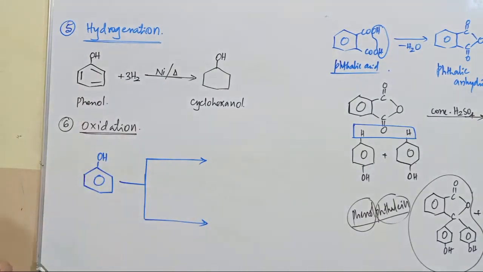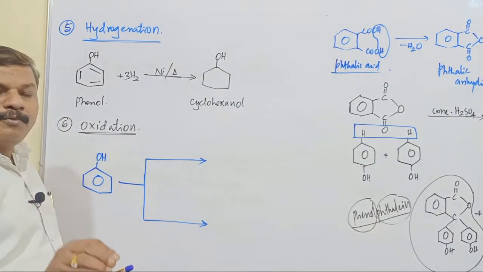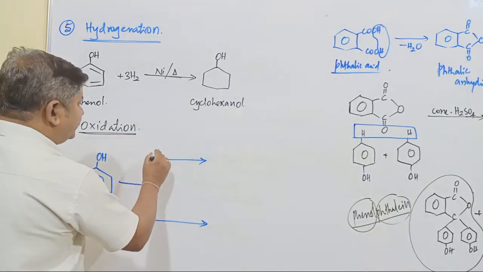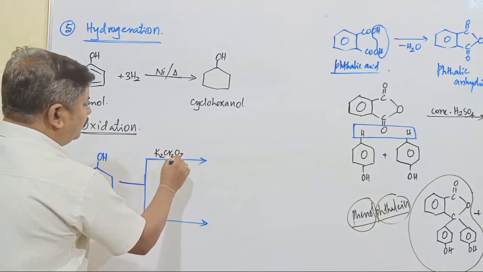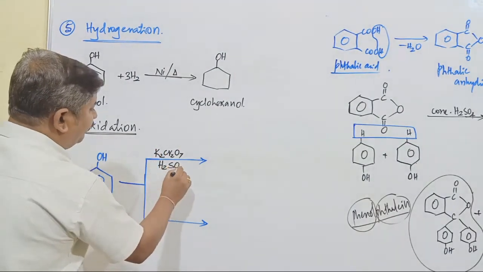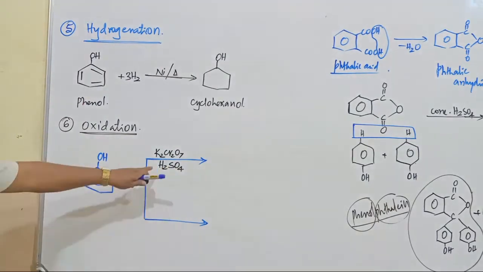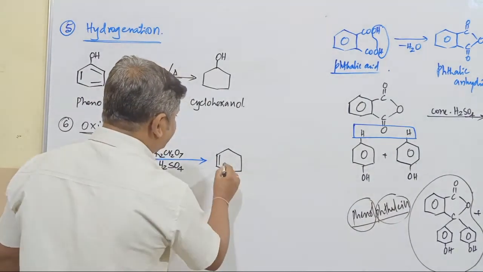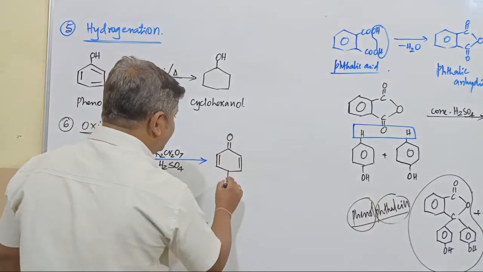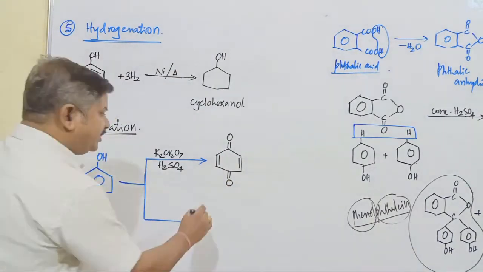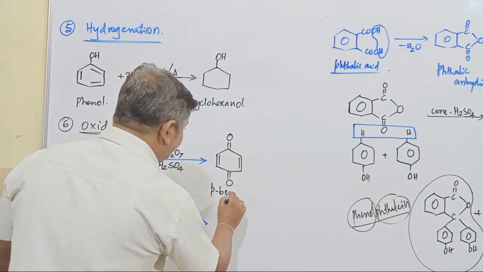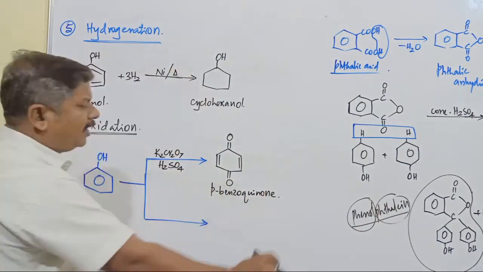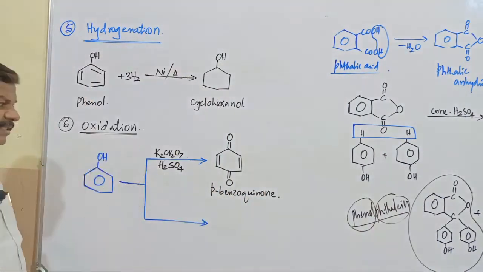When oxidizing agents are found to be different, most of the cases products are found to be different. If oxidation of phenol takes place in presence of K2Cr2O7 and H2SO4, potassium dichromate in acidic medium can act as a very good oxidizing agent. In presence of that oxidizing agent, the product of it is going to be this. So this compound is known as para-benzoquinone compound. What's the name of this product? Para-benzoquinone in presence of this reagent.